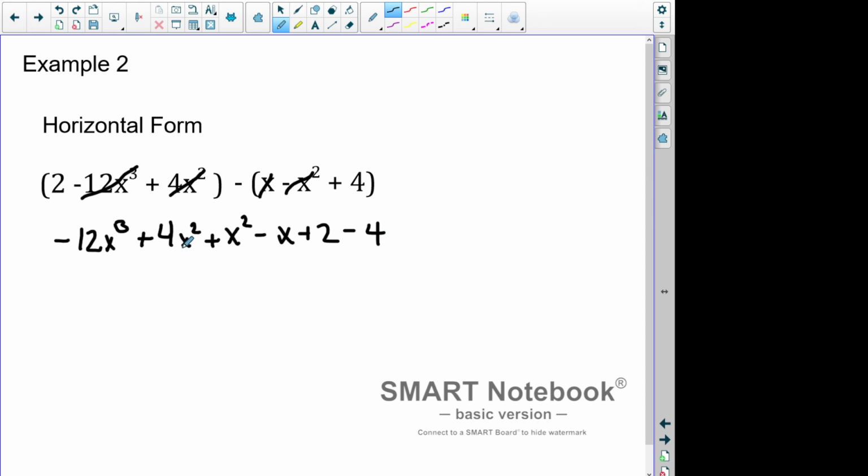And then I can just go through and combine my like terms. So I've got some like terms there, the x squareds, and I've got some like terms there with the constant terms. So I end up with negative 12x cubed plus 5x squared minus x minus 2. Okay. And it's always a good idea to do some checking here, just making sure that you didn't drop a term somewhere, you didn't write down a negative instead of a positive, or vice versa, and that you combined all your like terms together.